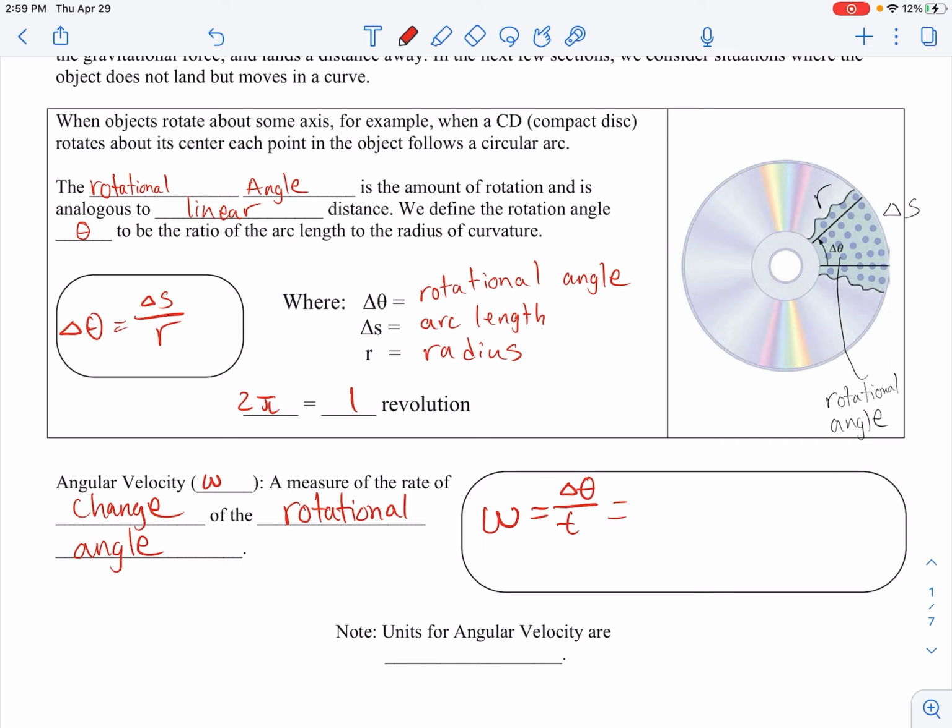Which we could also define as our arc length divided by radius times time. And if you remember, you can kind of derive this further. We know that distance divided by time is analogous to linear velocity, which means that we could also define this as linear velocity divided by radius.